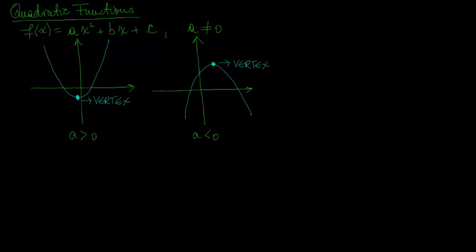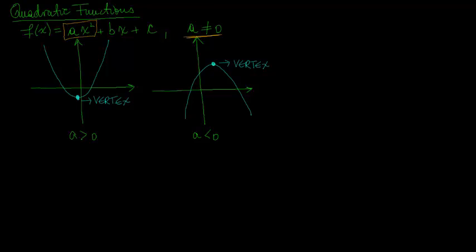In this video, we study quadratic functions, namely functions of the form f of x is ax squared plus bx plus c, where a, b, and c are any real numbers, and in order to ensure we do have a term that contains x squared, we also set the condition that a is not allowed to be 0.